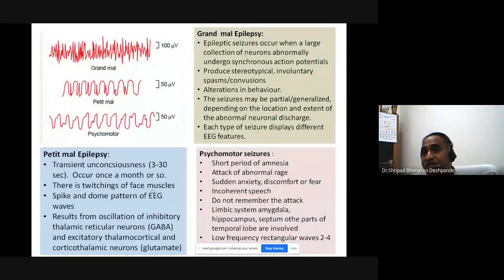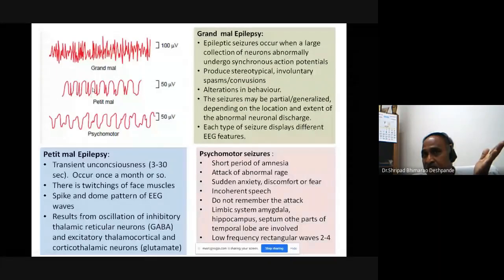This is associated with twitching of the face muscles, mostly the face muscles. And if you record the EEG waves during such attacks, you get these spikes.